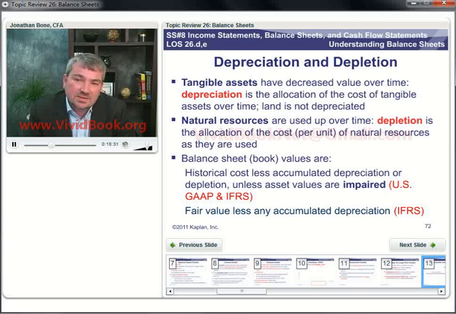So notice historical cost less accumulated depreciation for US GAAP and IFRS. Just be aware that IFRS also allows us to record our PP&E and our intangibles at fair value. In other words, we can mark them to market and take any unrealized gains and losses direct to our stockholders' equity. Again, we'll talk about revaluation in more detail a little later.